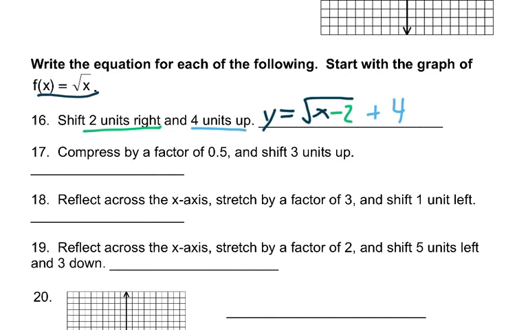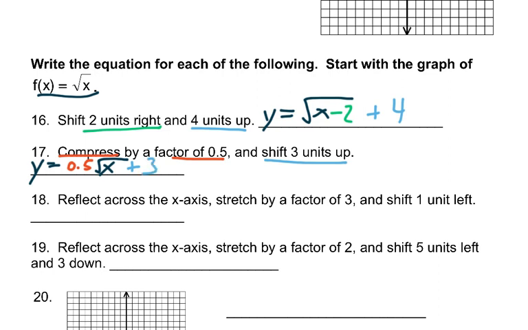17, compress by a factor of 0.5. Compress is kind of like stretching, it's just smaller. So compress by 0.5 means I'm going to put a 0.5 in front of my square root. We're going to multiply our square root by 0.5. I'm not moving it left or right, so there's nothing going to be inside the square root. And then my last one, I'm going to go up 3, so I'll put a plus 3 on the outside.